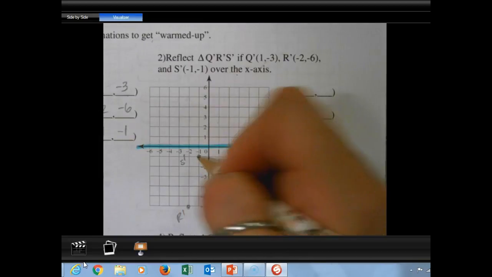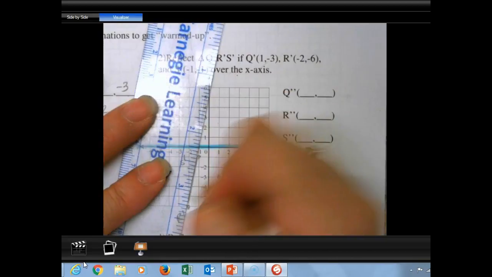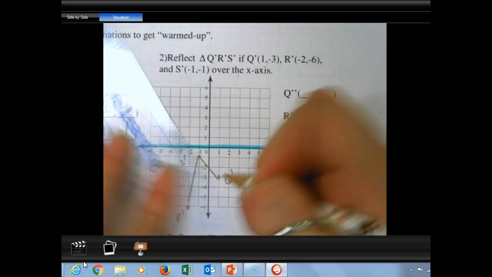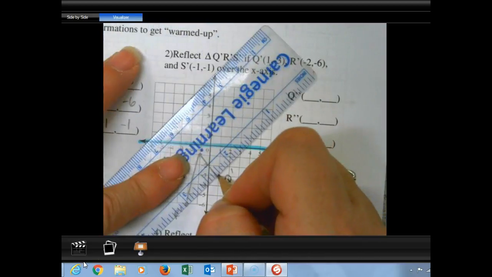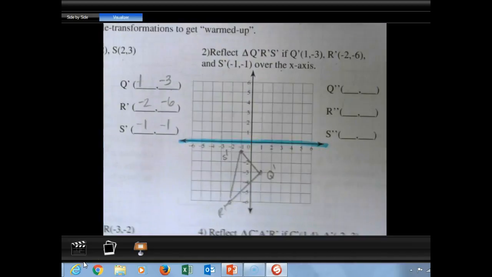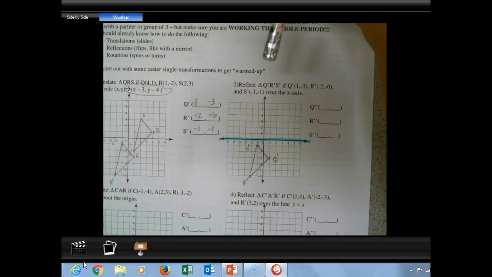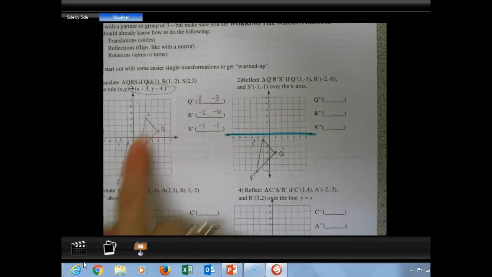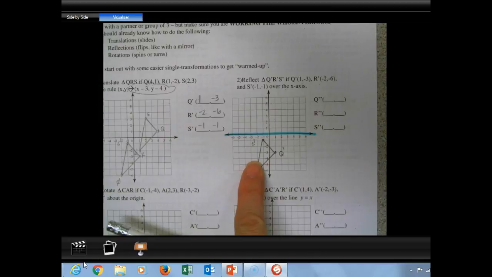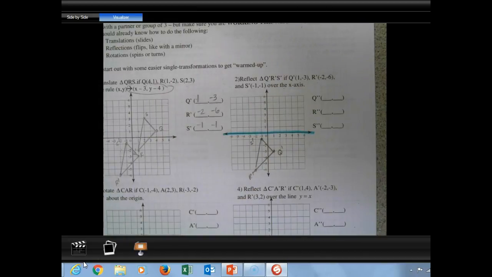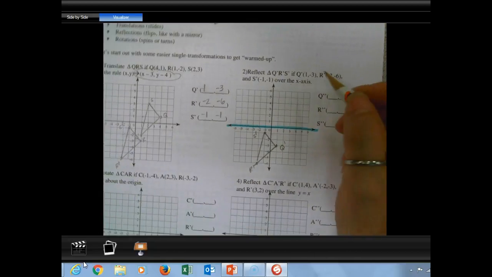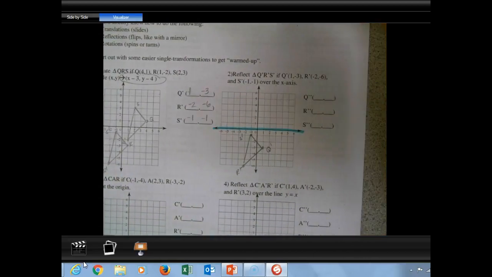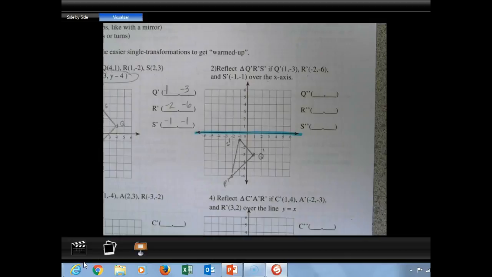So here's my prime figure that I just finished translating. If I zoom out, I went from here to here. Now I'm here and I'm going to do a reflection over the axis. How do I do my reflection? What do I need to do first? I highlighted my line of reflection. What's next?